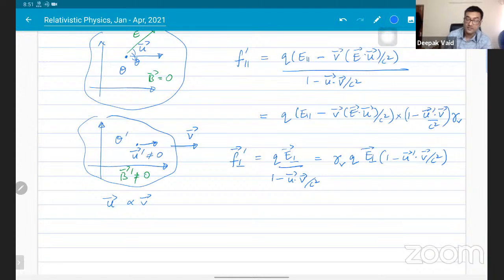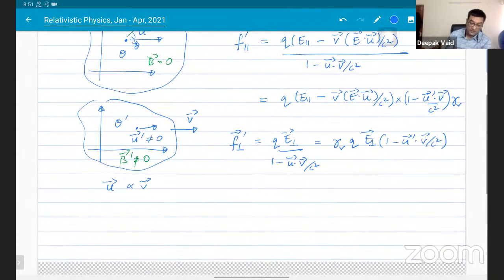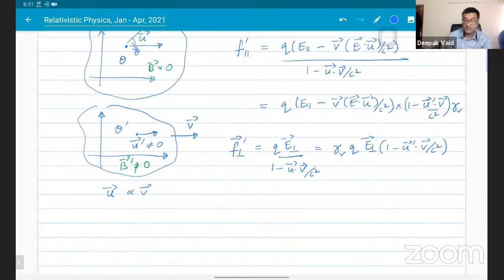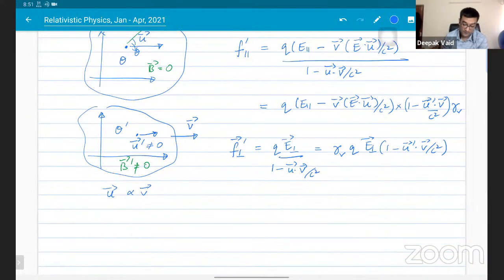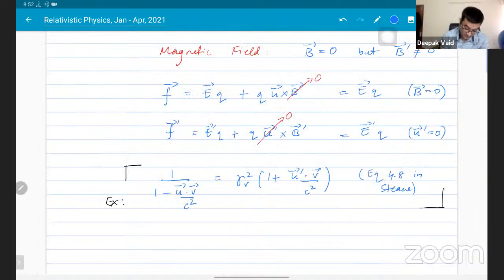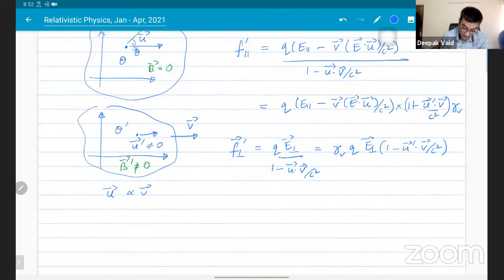Now I realize that this derivation is not very transparent. But in the next class, I will discuss a simple thought experiment, which gives you the same result without going through all this mathematics. Okay. One second. Yeah, and I forgot to put a plus sign here. There's a plus sign here.